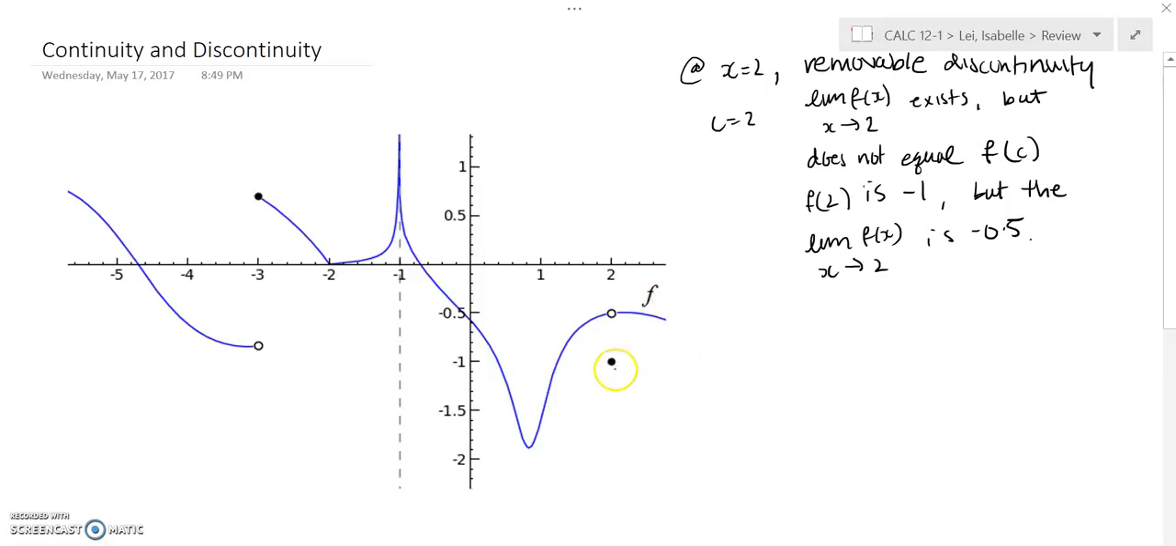So we would take this point at -1 and we would place it into the function to make the function continuous. This is possible because the removable point is a single point and we wouldn't be changing any other part of the function in the graph.